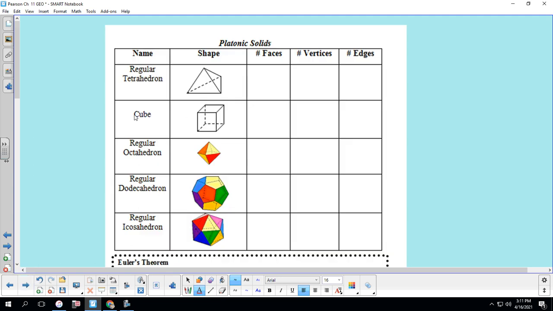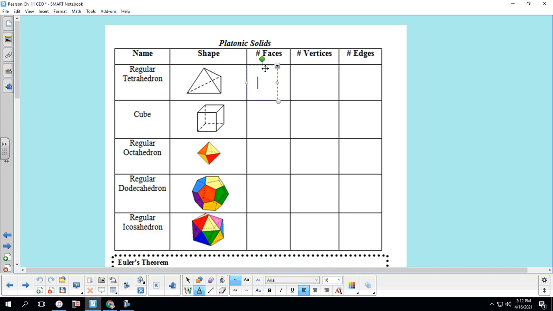All right, so now we're going to start naming and looking at different platonic shapes. Just so that you guys can remember: tetra, 1, 2, 3, 4, tetrahedron. A cube has 6 sides, a regular octahedron has 8 sides, a regular dodecahedron has 12 sides, and a regular icosahedron has 20 sides.